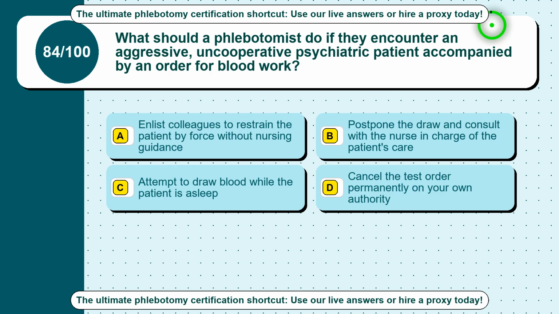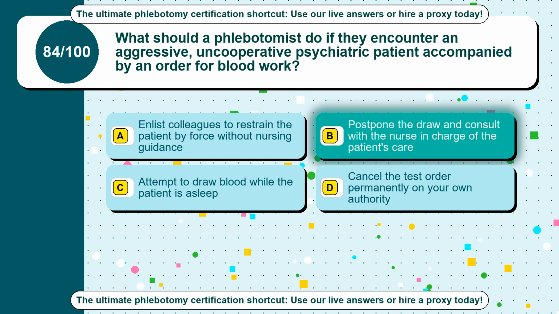Question 84. What should a phlebotomist do if they encounter an aggressive, uncooperative psychiatric patient accompanied by an order for blood work? Option A, enlist colleagues to restrain the patient by force without nursing guidance. Option B, postpone the draw and consult with the nurse in charge of the patient's care. Option C, attempt to draw blood while the patient is asleep. Option D, cancel the test order permanently on your own authority.